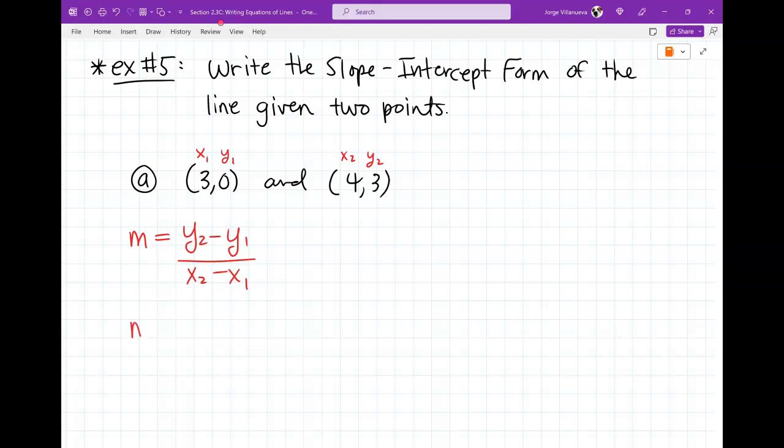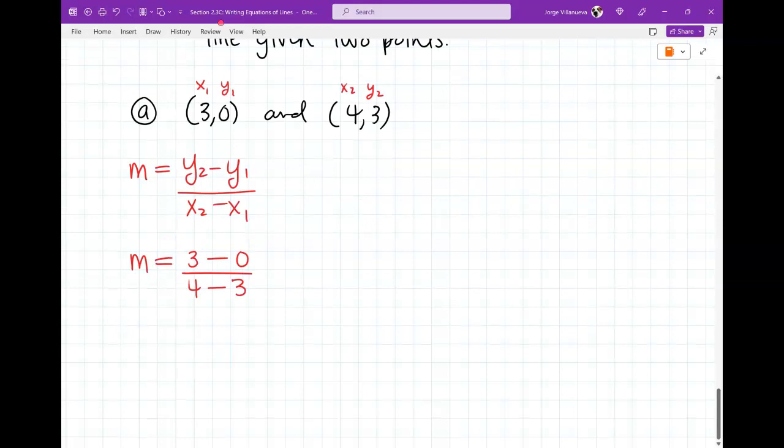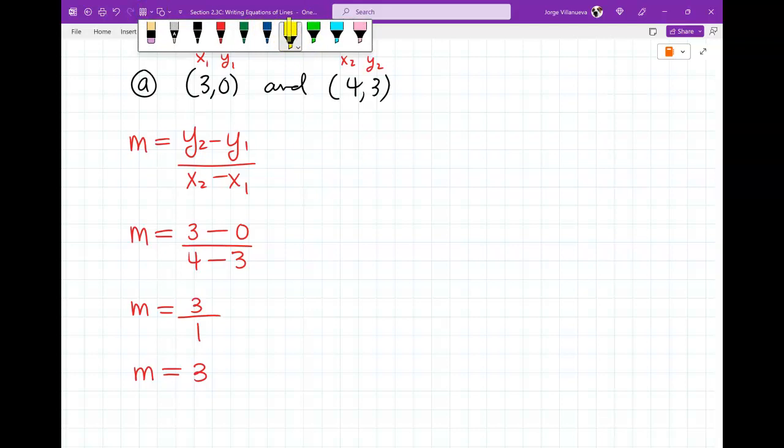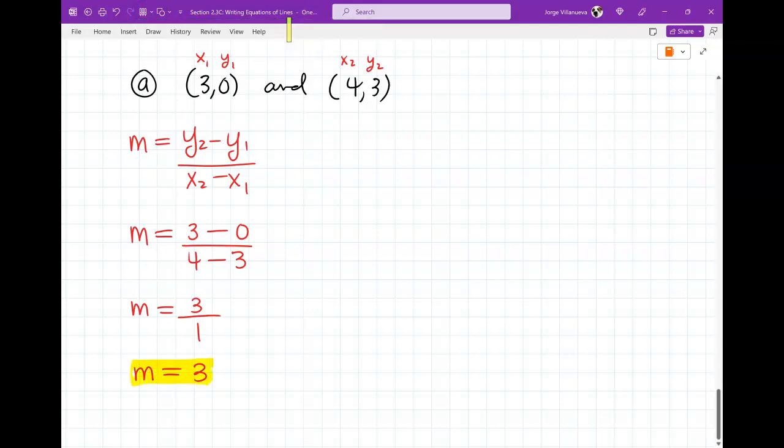So here we go. Slope is y2, that's 3, minus y1, that's 0, over x2, that's 4, minus x1, that's 3. So my slope is 3 over 1, so it's just 3. So notice I have my slope. I'm going to highlight it because that's important for me. Once I know my slope, I just need my y-intercept and I'm good. Okay? Well, I have a slope and I have 2 points. Can I just do what I did in the previous example, right? Just plug numbers in and see what happens.